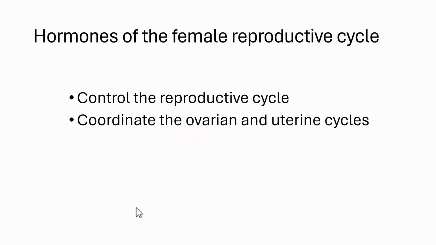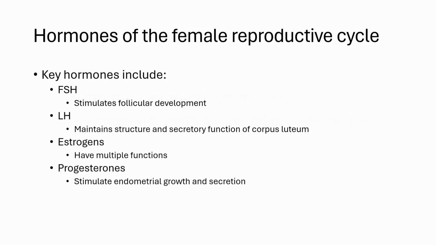Now, hormones of the female reproductive system, they're going to control the reproductive cycle, and they're going to coordinate the ovarian and uterine cycles. The key hormones are going to be FSH, which is follicle stimulating hormone. It's going to cause development of the follicle and allow the egg to mature. LH is luteinizing hormone, and that maintains the structure and secretory function of the corpus luteum. Remember, I said that the corpus luteum, if the egg is fertilized, is going to produce progesterone. Well, luteinizing hormone has an effect on the corpus luteum and allows it to maintain its structure.